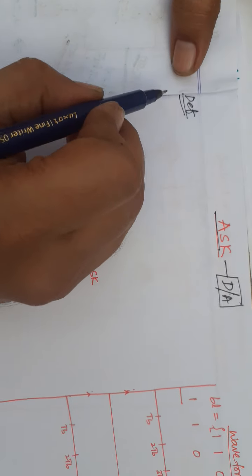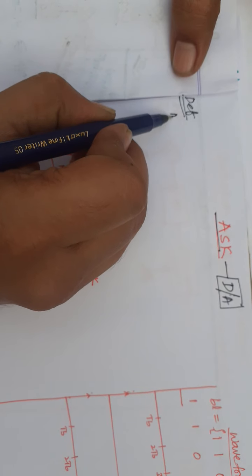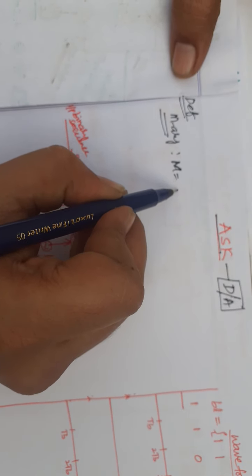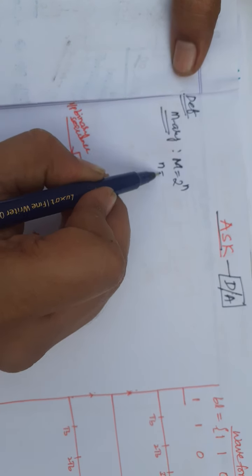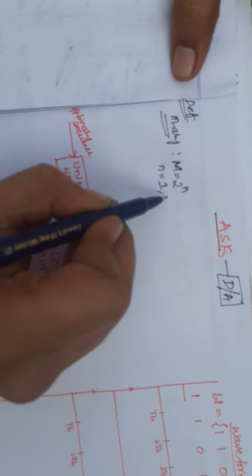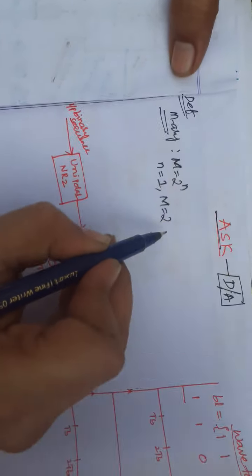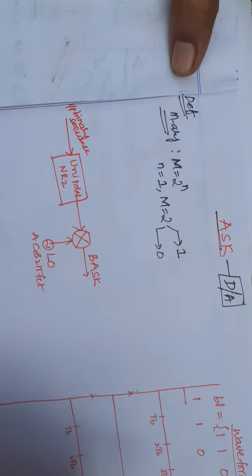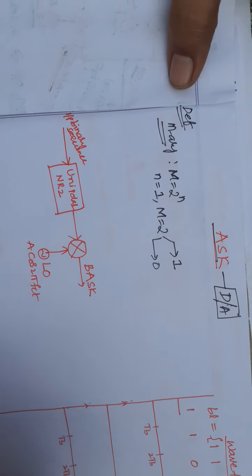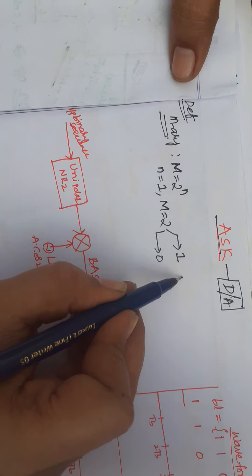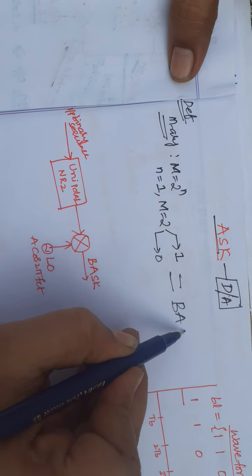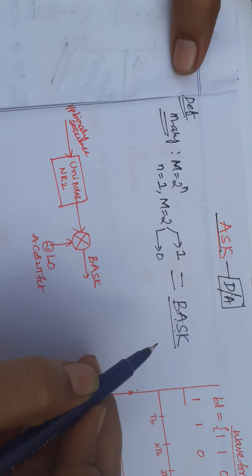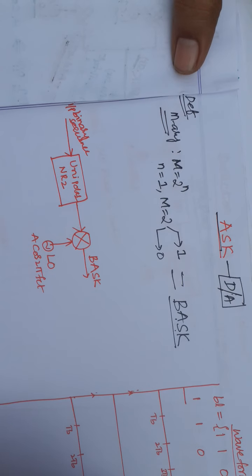Now, in this case, I am using M-ary ASK, M-ary modulation. Here, M is equal to 2 power n. So, in this case, n is equal to 1. So, M is equal to 2 levels, that is bit 1 and bit 0, 2 levels, right? And it is also called BASK, binary amplitude shift keying.